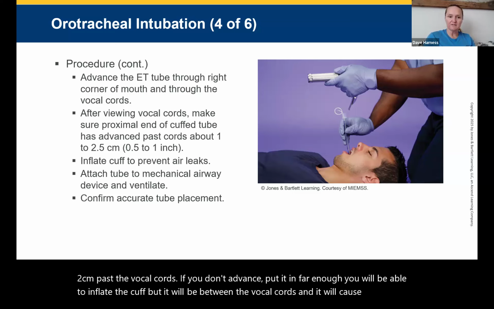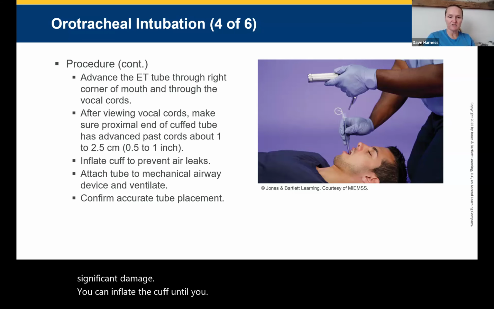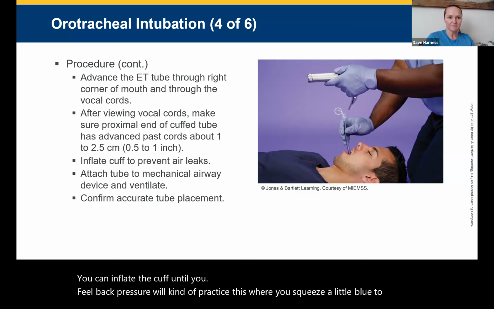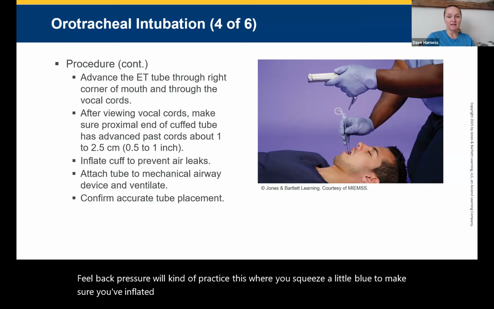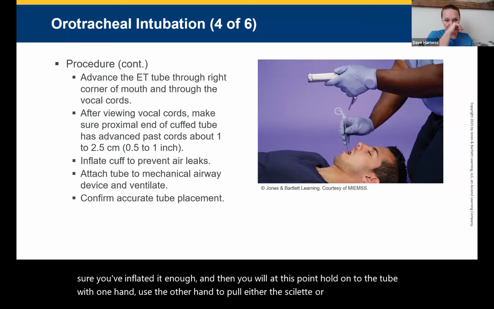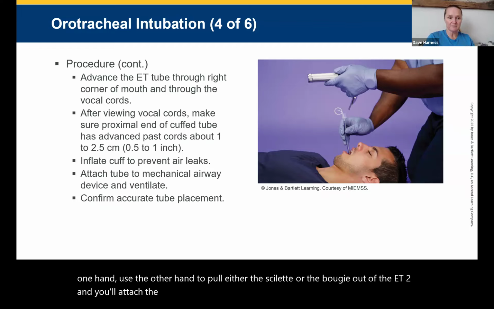You're going to inflate the cuff until you feel back pressure. And we'll practice this where you squeeze a little balloon to make sure you've inflated it enough. And then at this point, hold on to the tube with one hand, use the other hand to pull either the stylet or the bougie out of the ET tube. And you'll attach the BVM with the end-tidal monitor in place and confirm tube placement.